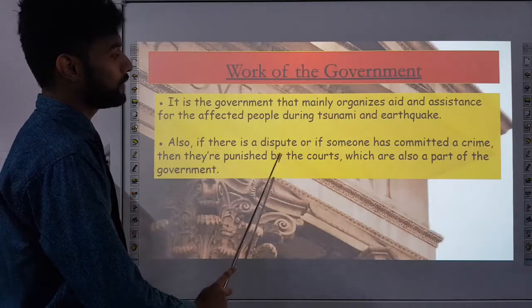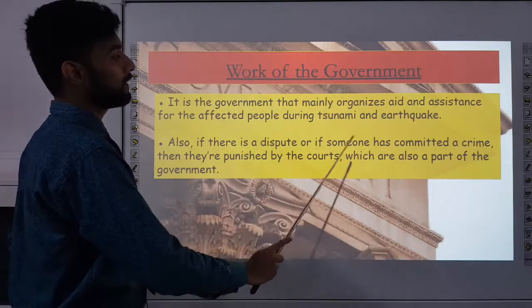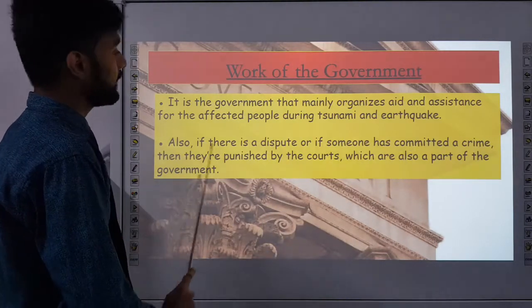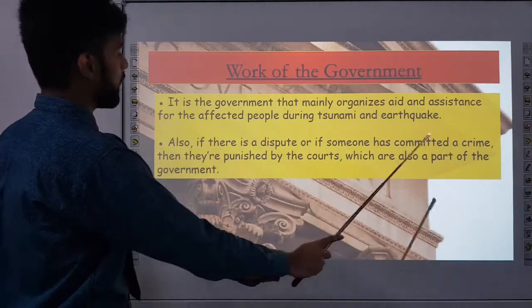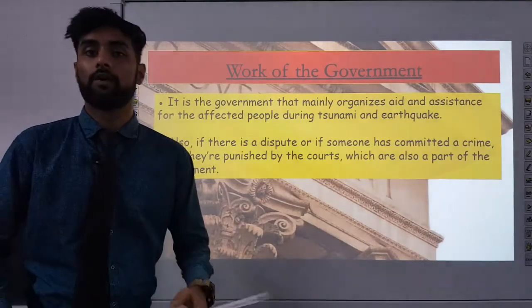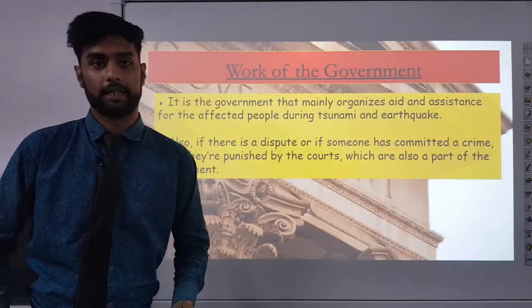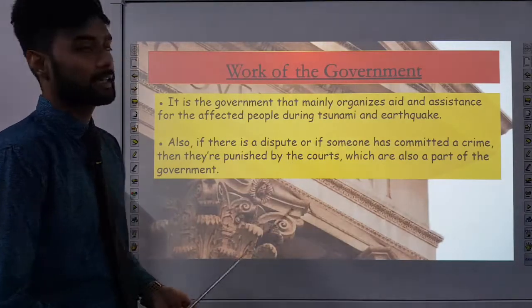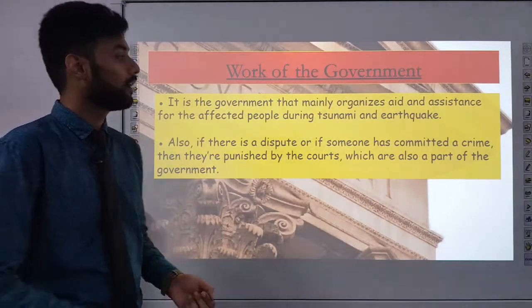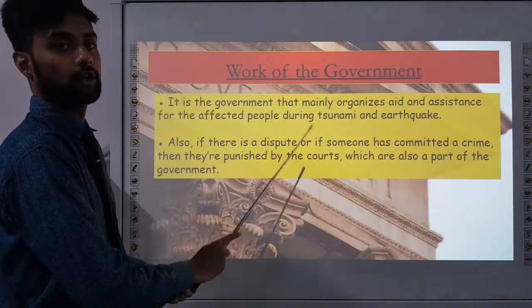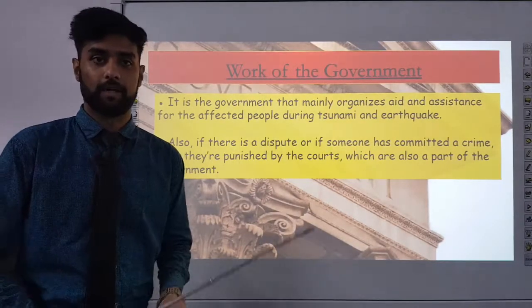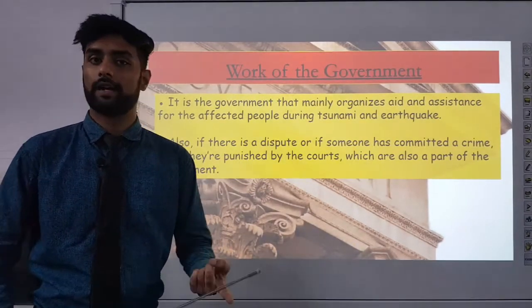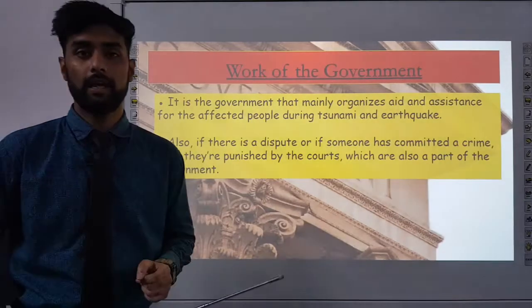Also, if there is a dispute means fight, or if someone has committed a crime, then they are punished by the courts, which are also a part of the government. Supreme Court, High Courts and other district courts as well. If someone commits a crime or if there is a fight or something, who solves it? The courts, and the courts are also a part of the government. Okay, so up until now we have learned what is government and what decisions do they make.